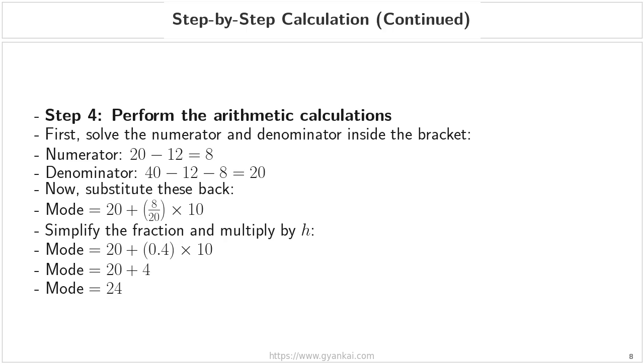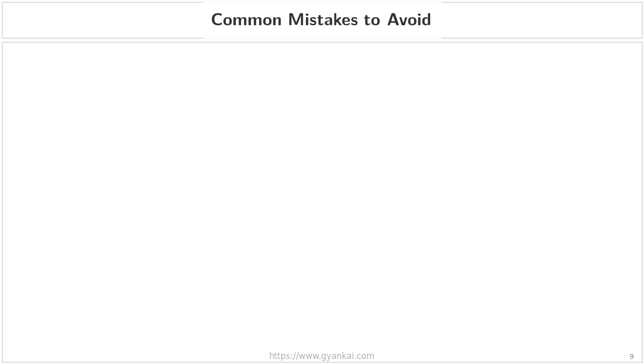Finally, we add that 4 to our starting lower limit of 20, which brings our final result to a mode of 24. So, the most common weight for the parcels in our logistics example is 24 kilograms. Keep this calculation in mind, because in the next slide, I'll highlight some common pitfalls where students often make mistakes during this very process. Common mistakes to avoid.